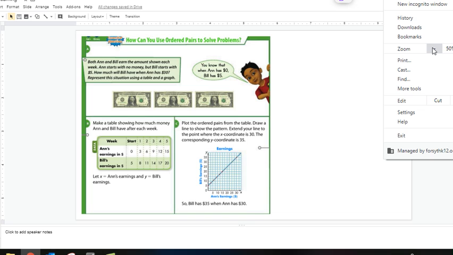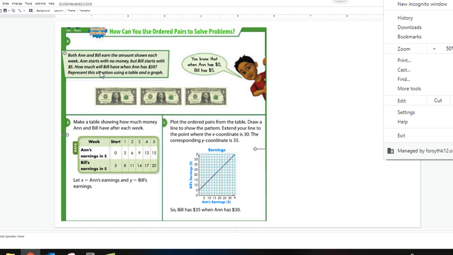Both Ann and Bill earn the amount of money shown each week. Ann starts with no money, but Bill starts with $5. How much will Bill have when Ann has $30? Represent the situation using a table and a graph. So they each earn $3 a week, but Ann starts with 0 and Bill starts with 5.